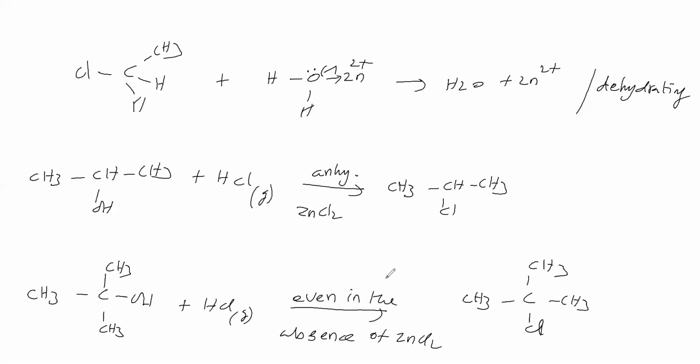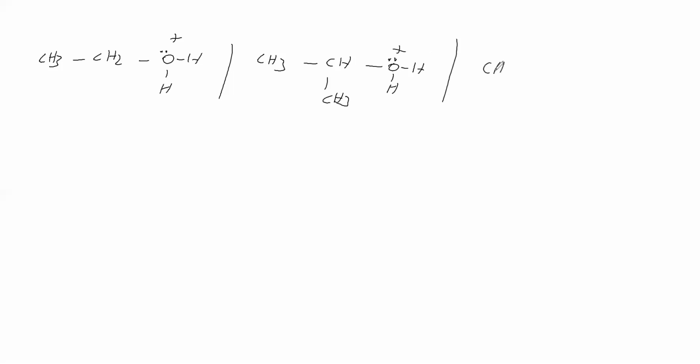What is the reason? Now we'll see. The primary alcohol goes for protonation, therefore we get an oxonium ion. The secondary alcohol goes for protonation, therefore we get an oxonium ion. The tertiary alcohol goes for protonation, therefore we get an oxonium ion.